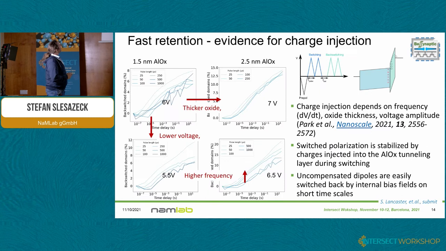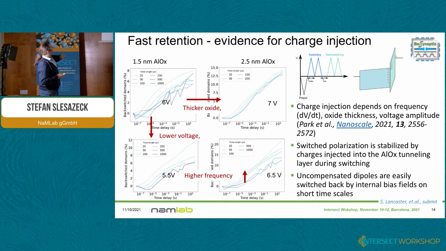And we're looking then a bit closer into this stuff, looking at fast retention measurements, and this is quite new data, and at the moment gives us some headaches. We have here four plots. Left-hand side, it's quite thin, a 1.5 nanometer aluminum oxide tunneling barrier. On the right-hand side, 2.5 nanometer, so it's thicker. And we have two voltages that we apply to switch. So it's either a fixed voltage of 5.5 or, for a thicker barrier, 7 or 6.5 volts.